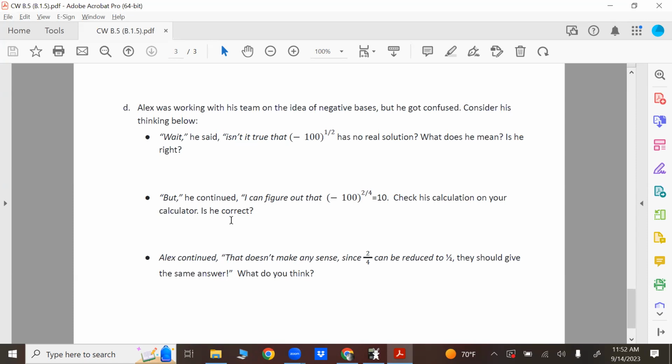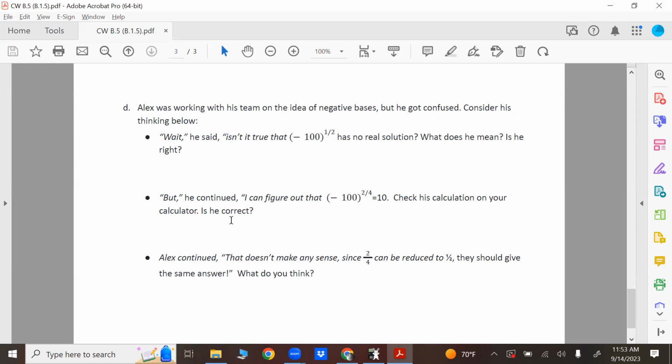Kind of interesting, actually. I have a dichotomy here. So what does it mean to not be real? Can't find 2 real numbers that multiply to negative 100, right? 31.6. So the first bullet point, is Alex right? Yes. He is correct.